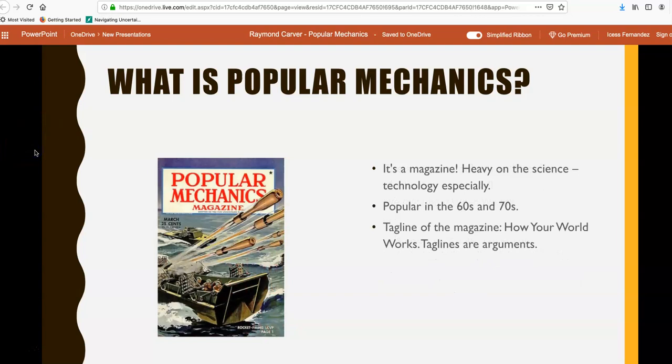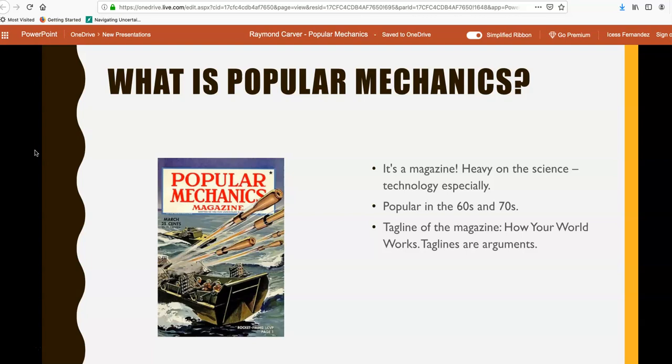And you're probably wondering about the name of this short story. Hey, guess what? Popular Mechanics used to be a magazine. It was definitely popular around the time that Raymond Carver was writing his stories and living the writer life. So he, of course, knew about it.